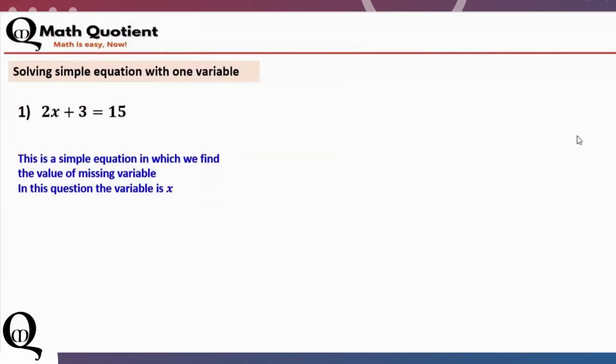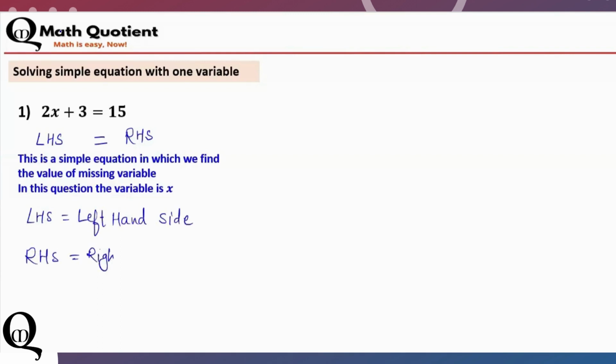So let's understand these steps. Whenever you see this type of equation, this is the equal sign. And here, what you see is called the LHS, which is left hand side. And this side is called the RHS, right hand side. So LHS means left hand side, and RHS means right hand side.